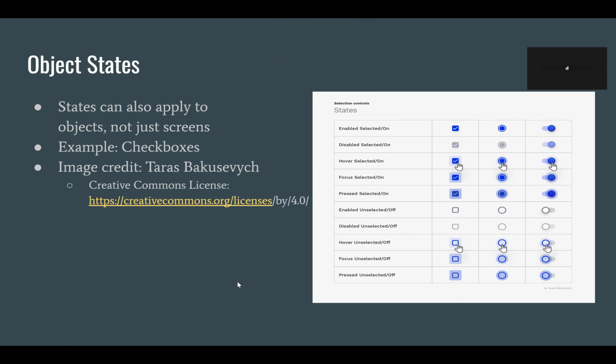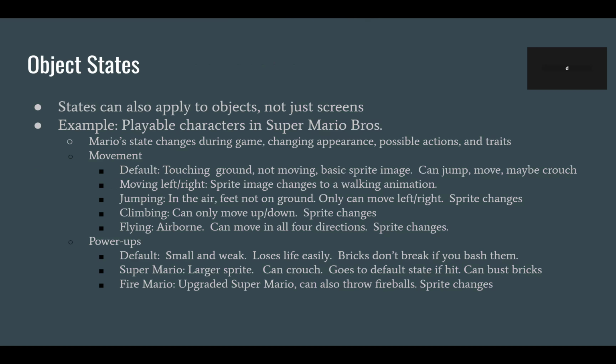Okay, so UI objects like checkboxes and buttons are common examples of objects in an app or a game that can have states, right? Also, think about some of the games that you've played. So I'm going to use Super Mario Brothers. That is a popular game that a lot of people have played at some point.